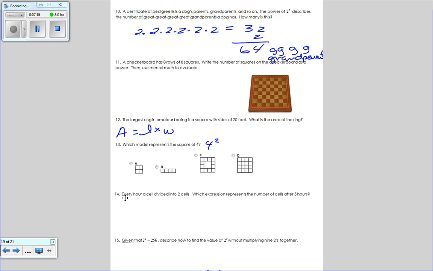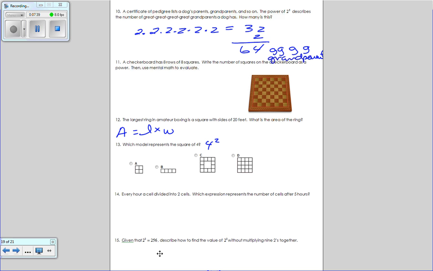Okay. Every hour a cell is divided into 2 cells. Which expression represents the number of cells after 5 hours? Okay, it doesn't give you any choices down here, so I want you to write an expression that will represent the number of cells after 5 hours. So you're going to have a base and an exponent for your answer here.